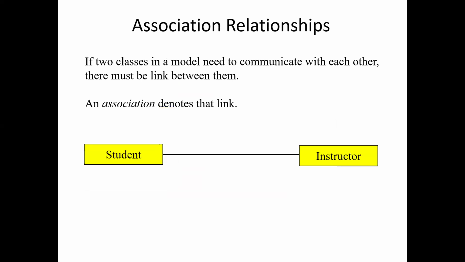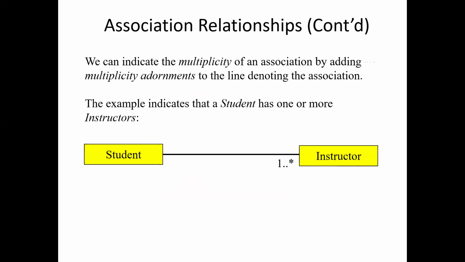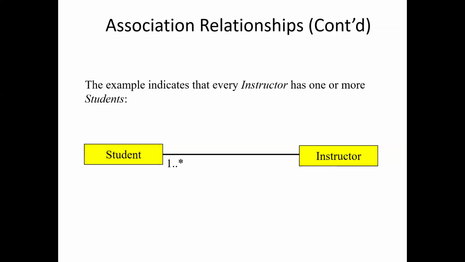Association relationship. If two classes in a model need to communicate with each other, there must be a link between them. An association denotes that link. Here we can indicate multiplicity of an association by adding a multiplicity adornment to the line denoting the association. The example indicates the student has one or more instructors. Association role: the example indicates that every instructor has one or more students.